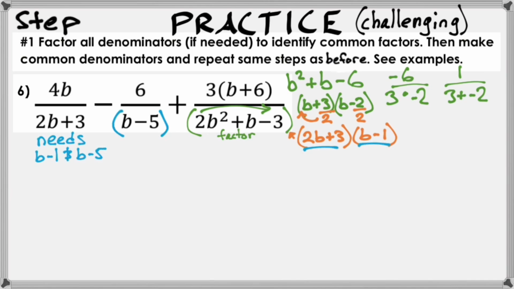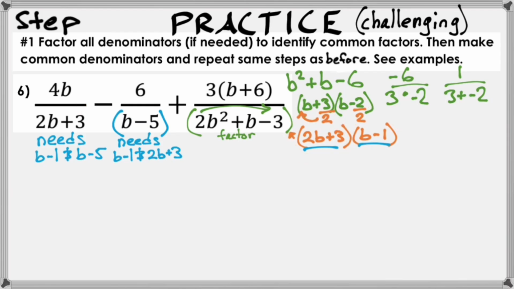The first expression does not have a b minus 1 nor a b minus 5. It does have a 2b plus 3. So it's going to need a b minus 5 and also a b minus 1. The middle expression only has b minus 5. So it's going to need a b minus 1 and a 2b plus 3.